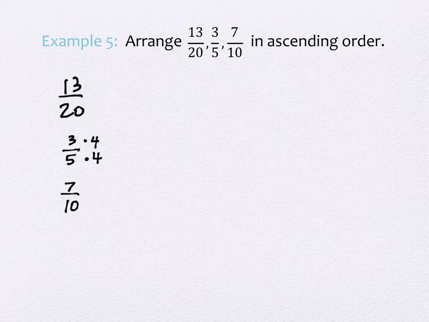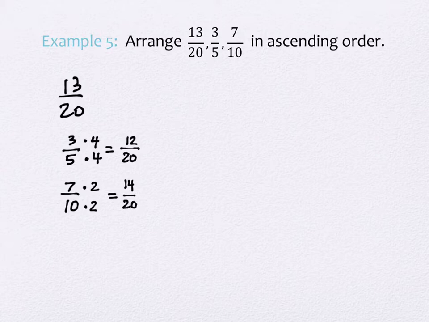How about 7 over 10, or the 10 specifically? Yeah, I would times by 2 to get the 20, and then I would therefore do the 7 as well. So the 3 over 5 becomes what over 20? 12 over 20. And the 7 over 10 becomes 14 over 20.